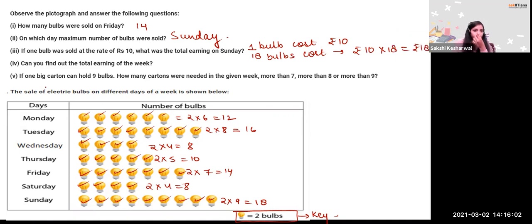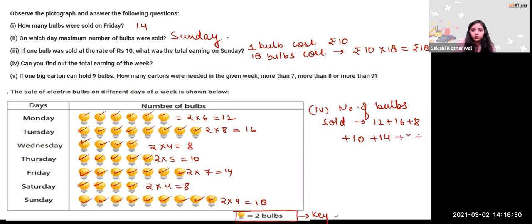Now, can you find the total earning of the week? Total earnings of the week. So, how many bulbs have we sold? What we have to do is just calculate the number of bulbs sold. I'm doing the fourth part, right? So the number of bulbs sold will be 12 plus 16 plus 8 plus 10 plus 14 plus 8 plus 18, right?